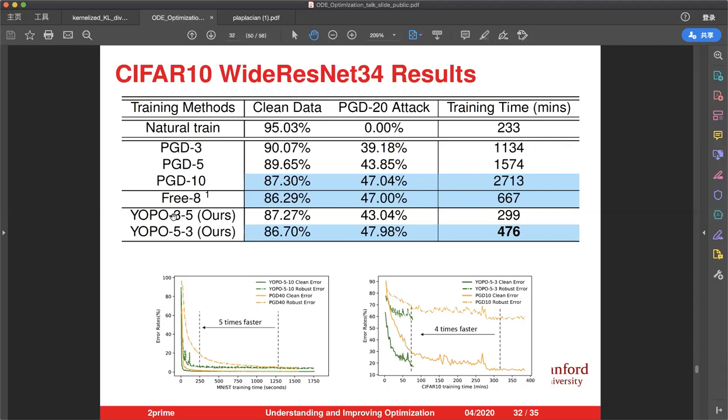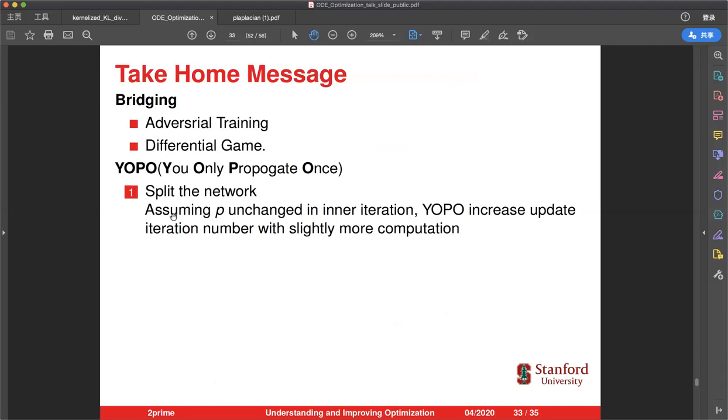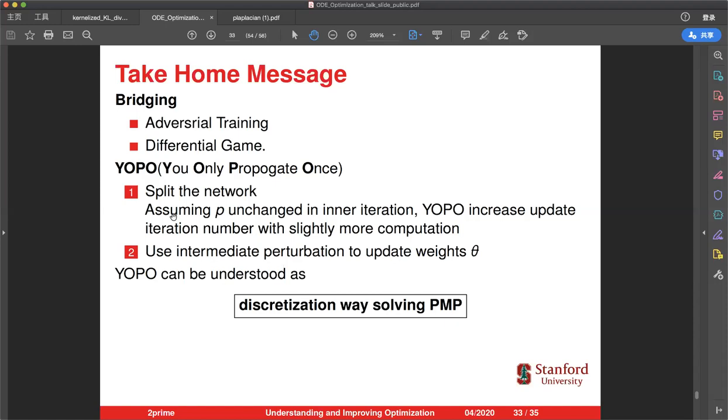Yeah, so let's have some take-home messages of the second part, the algorithm design. If you go to the optimal control framework, you can bridge adversarial training with differential games. Using this viewpoint, we design an algorithm called UPO. UPO's idea is splitting the neural network into the first layer and other layers. Because in the Hamiltonian, in the PMP, you can see that the adversarial example is just coupled with the first layers. So you can split the network into two parts, then focus your calculation on the first layer, and then it's very cheap to get the adversarial examples.